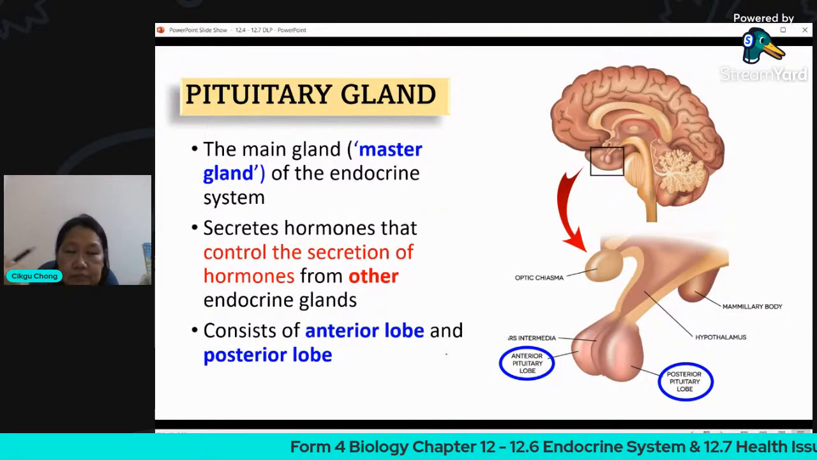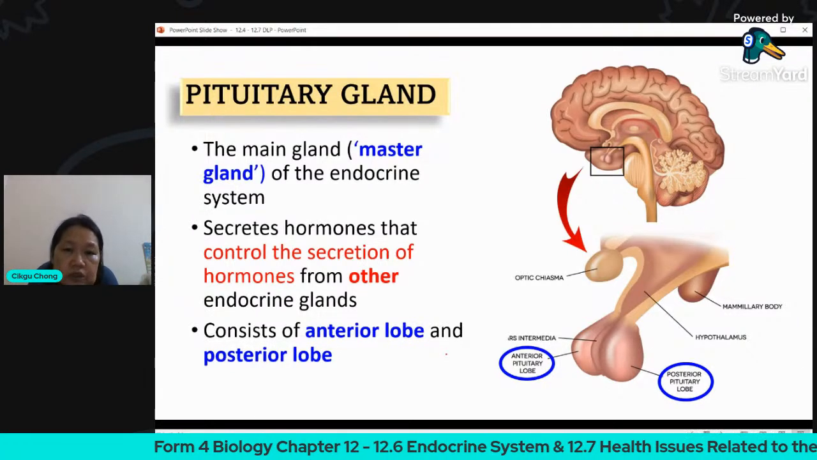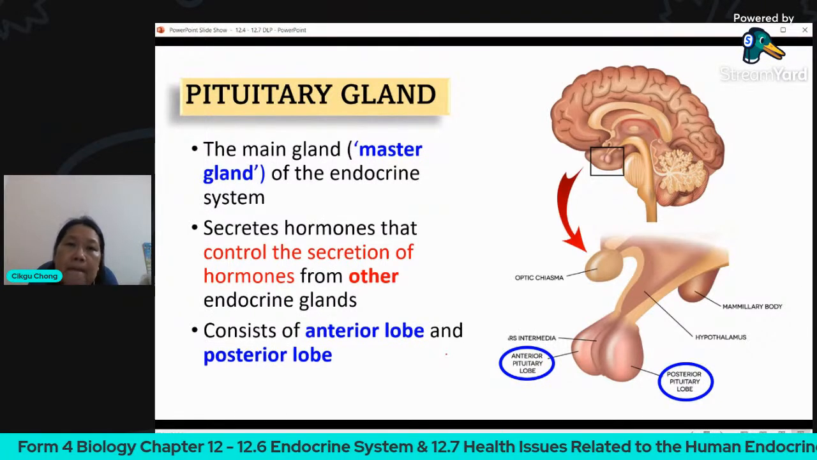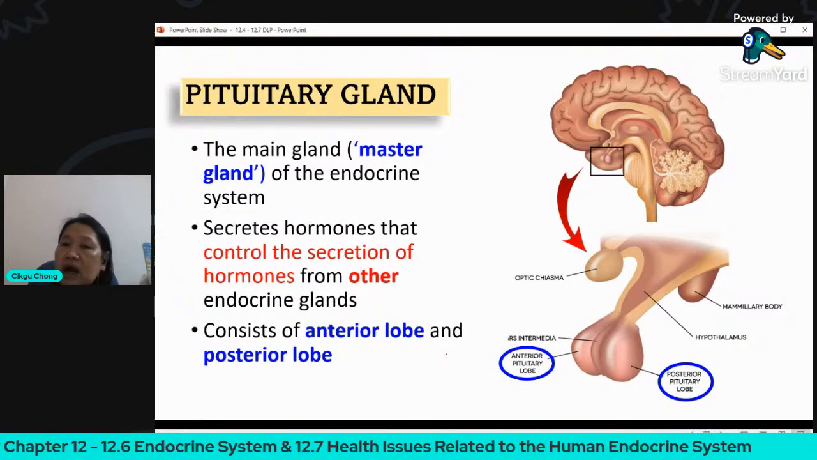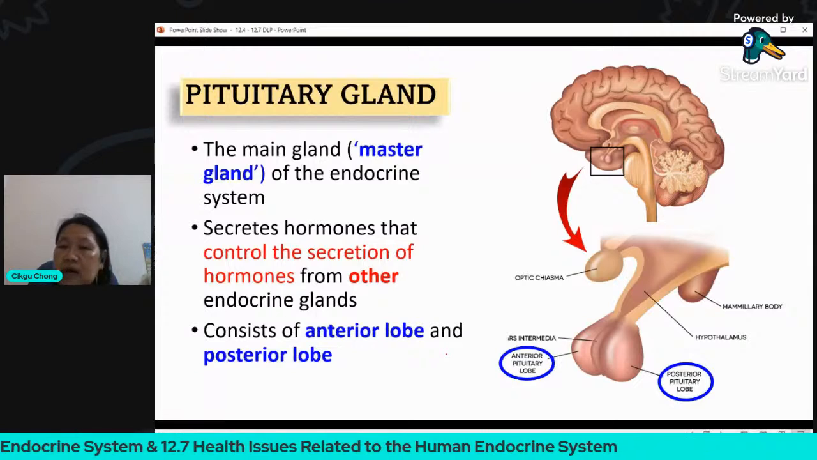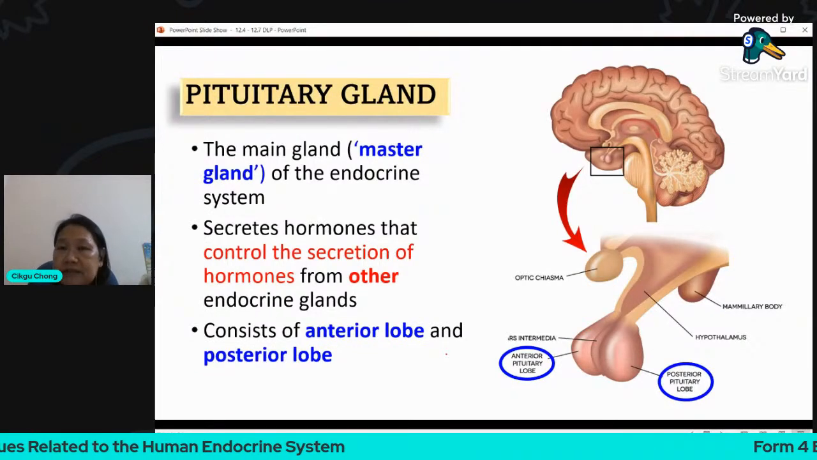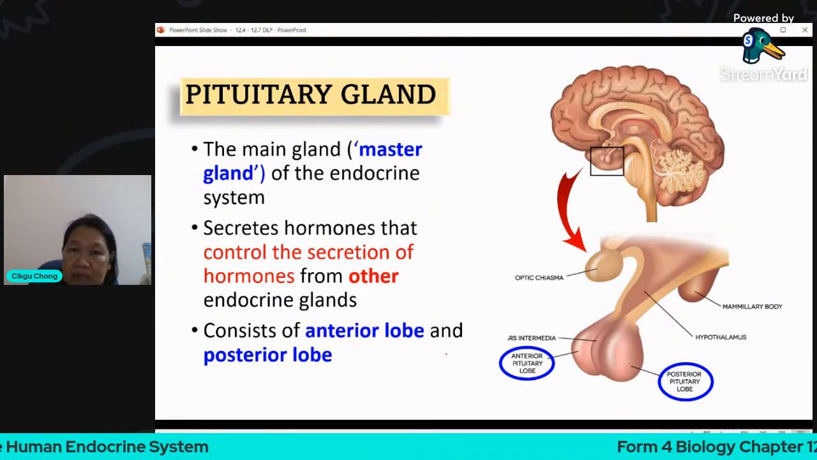The back, we call it the posterior lobe. So there are two lobes here. Okay, so the next thing you need to know is what are the hormones that come from these two lobes of the pituitary gland. You need to remember the name and the function.